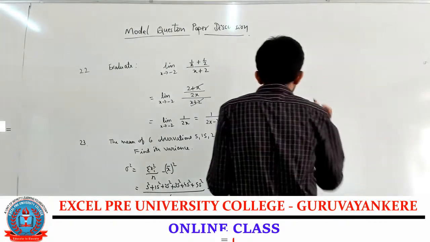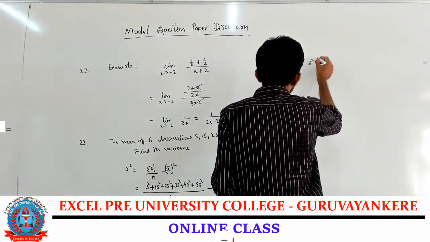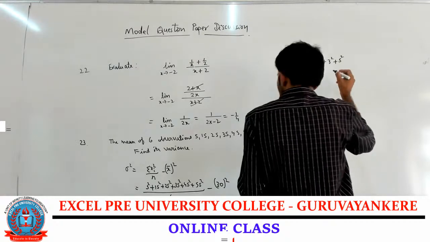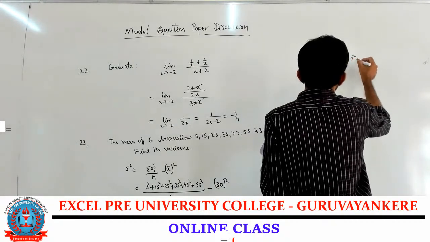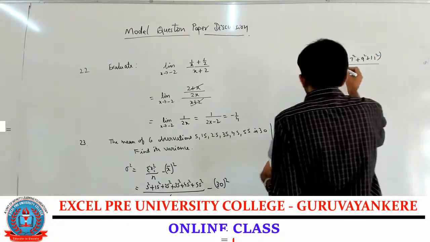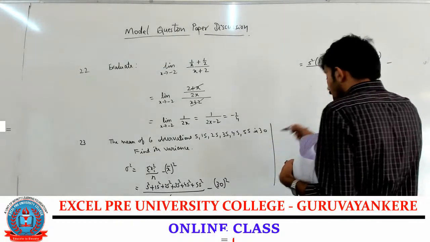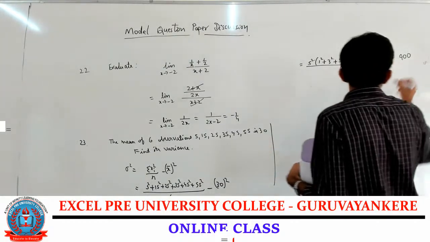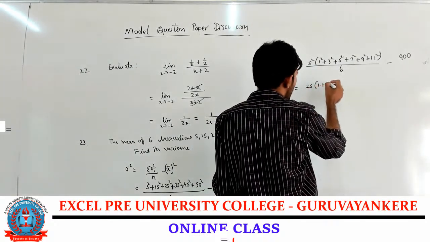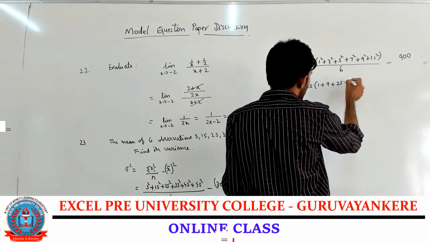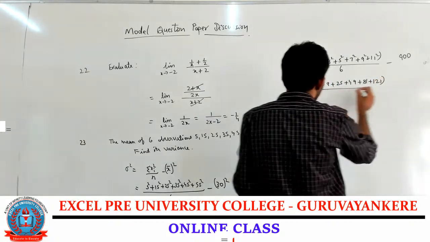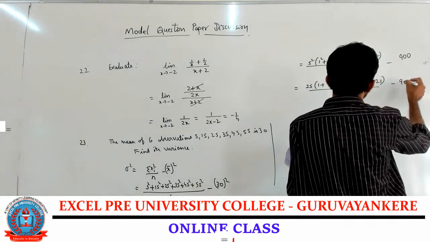5 square is common. What we get is 1 square plus 3 square plus 5 square plus 7 square plus 9 square plus 11 square divided by 6 minus 30 square is 900. Simplify this. 5 square is 25. 1 square is 1, 3 square is 9, 5 square is 25, 7 square is 49, 9 square is 81, 11 square is 121 divided by 6 minus 900.